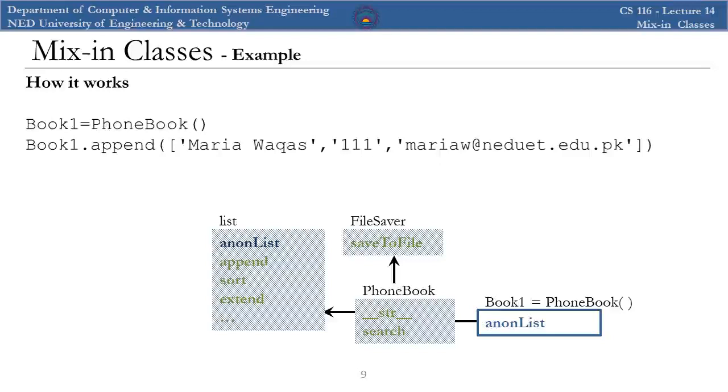Okay, now let's see what happens when this second statement is executed. Here we are calling this method append. According to our MRO rule, this method append will be searched in the current class first, that is phone book, right? Since it's not there, then the left parent will be searched, which is the list class, and this method resides there. Append is part of class list, so it will be executed from class list.